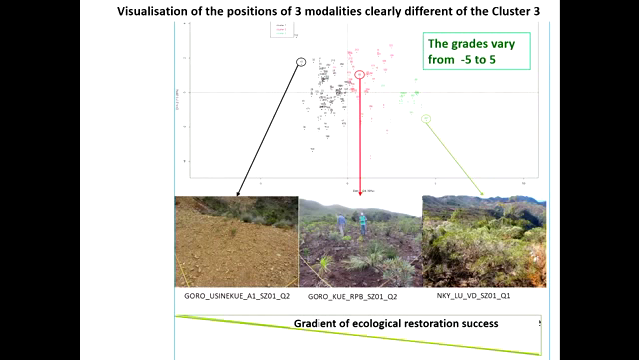Naturally, we wanted to know if the mathematical model corresponds to what we can see in the field. And here we have three sites with clearly different grades in our model, and you can see that this bad grade corresponds to a nearly desertic zone. This good grade corresponds to a dense and diverse system, and this is an intermediate.